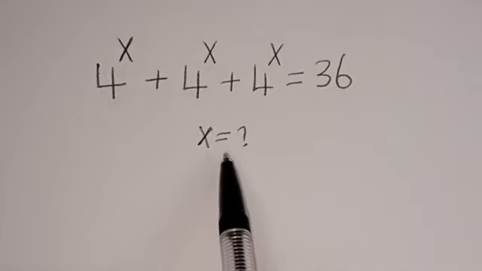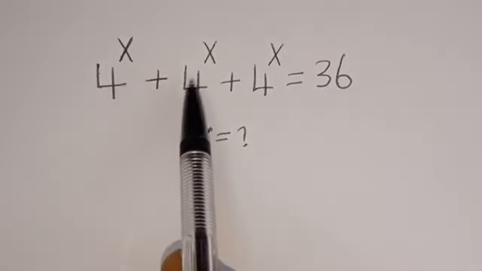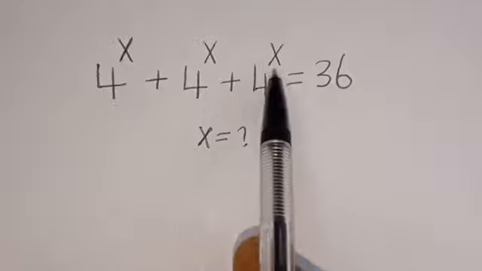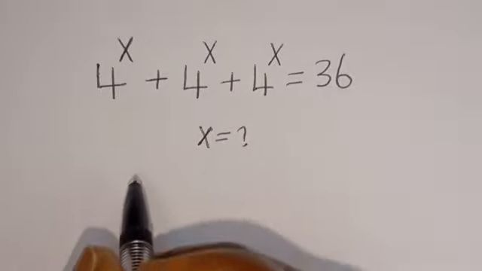Hello, how to solve for s in this equation? 4 to the power of s plus 4 to the power of s plus 4 to the power of s is equal to 36. Solution.